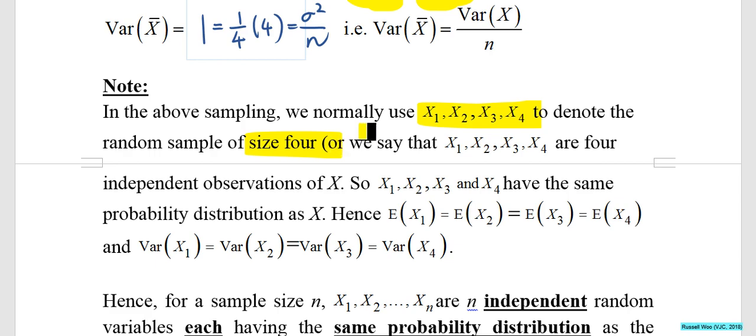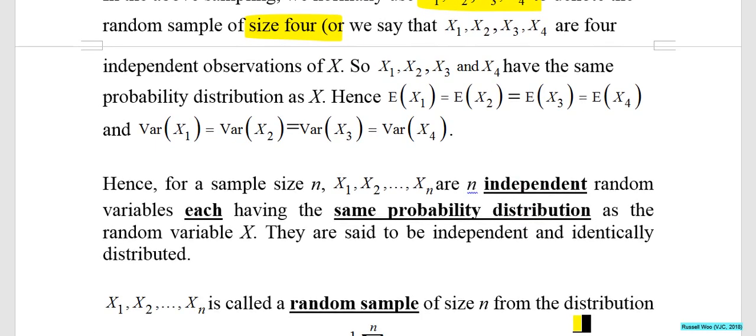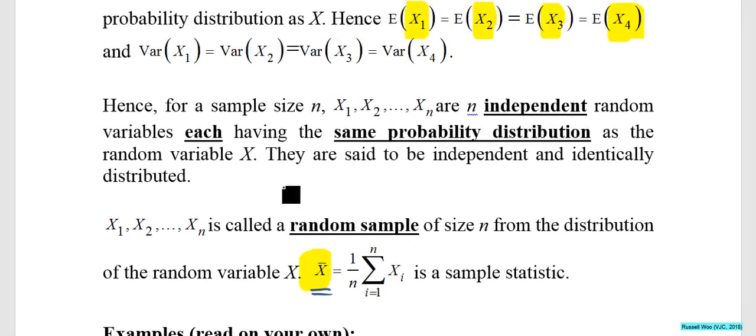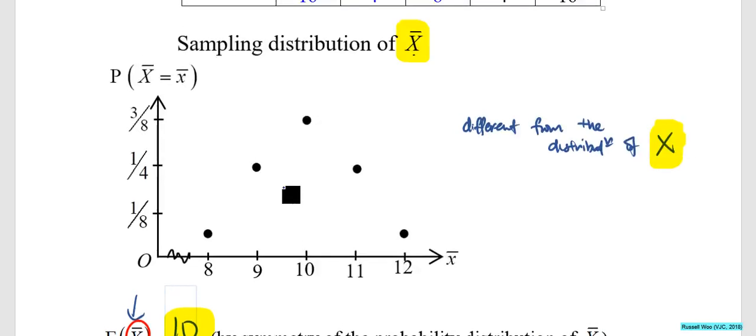Now, does it make sense that all the x1, x2, x3, x4 will have the same distribution? Same distribution. And x bar is the mean of the random sample. In this case, in example 2, n equals 4. I hope you understand example 2, and the most important thing I want all of us to know is this. The sampling distribution of x bar is different from the distribution of x. Totally different. Alright? Okay, we'll take a mini break.